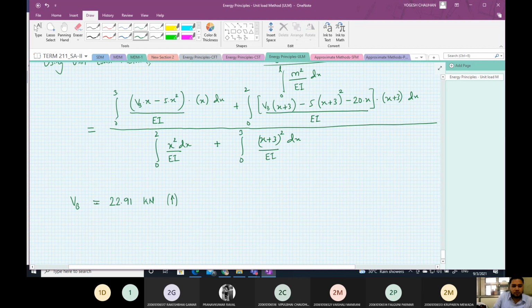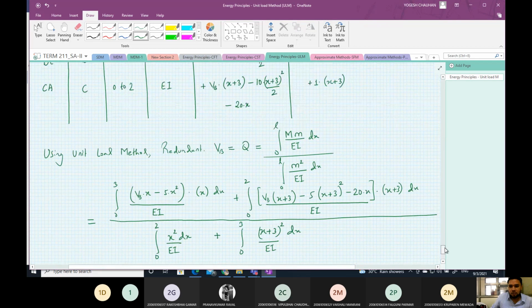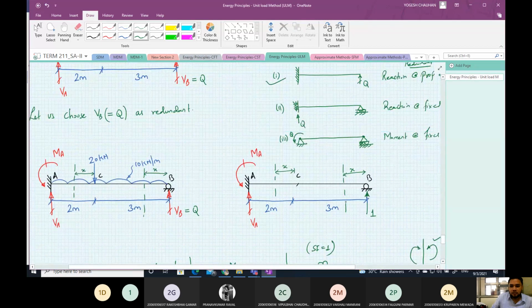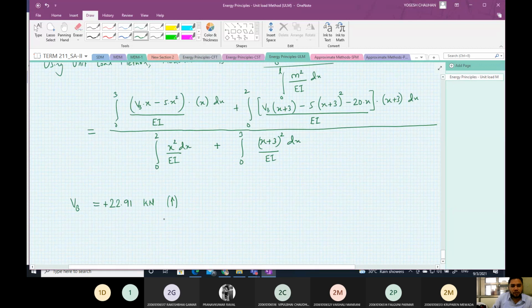Now the direction: since this value is positive, that means your reaction will be in the same direction as whatever direction of unit load we have considered. This will be the direction of the unit load. If you have applied unit load in the downward direction and you get this value as negative, that means though we have considered unit load as downward, the reaction is acting in upward direction.